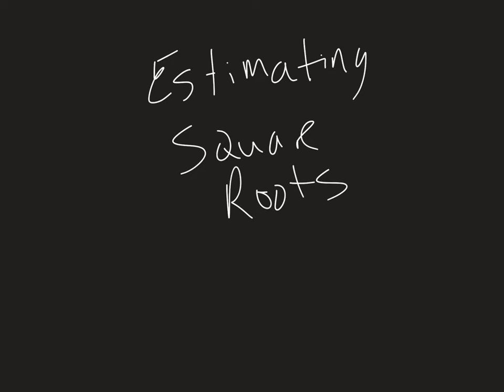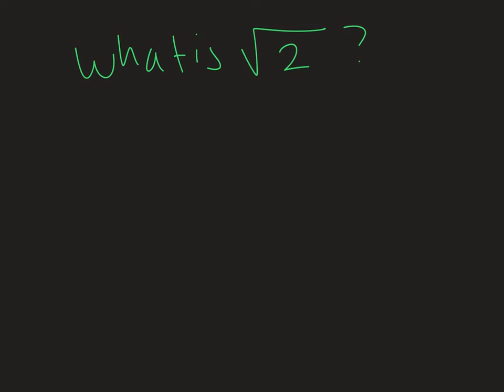In this video, we'll talk about estimating square roots, and we'll also lead into why square roots of weird squares are irrational numbers. So let's jump right into it. Let's say we wanted to ask the question, what is the square root of 2? And remember, square root, I'm asking basically what number times itself is 2.